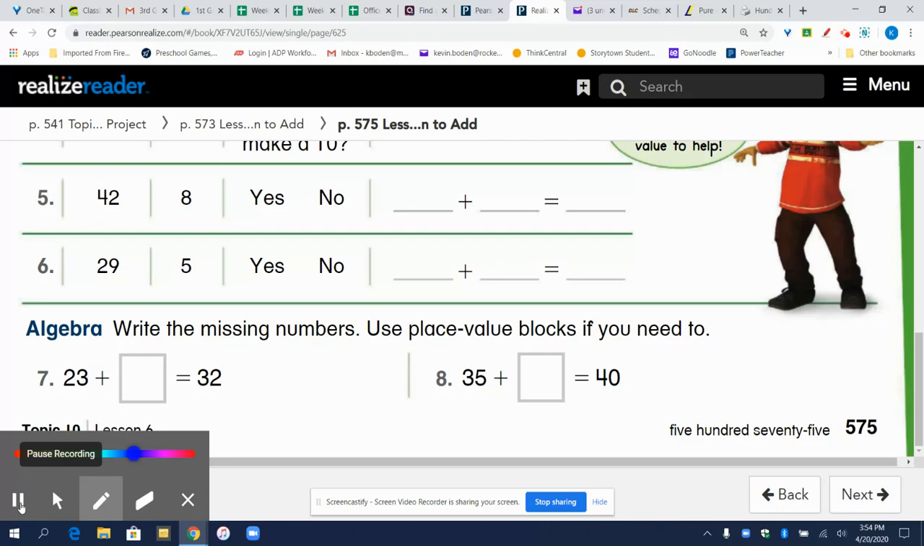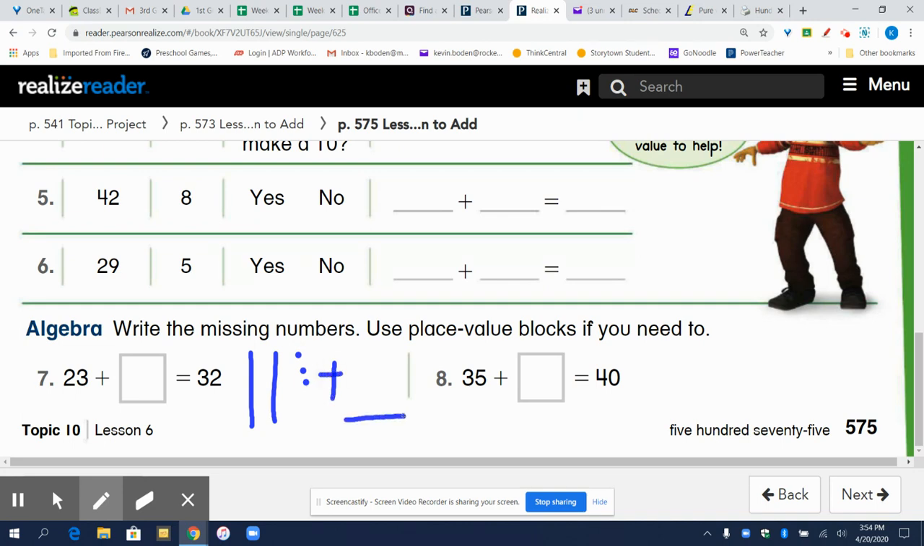And we're back. So let's get ready to rock and roll. Let's do number 7 together. You can try doing number 8 all by yourself. So for number 7, it says write the missing numbers and use place value blocks if you need to. Well, if they're going to tell me that I can use them, I'm going to use them. So it says 23, plus, I don't know how many, equals 32 in all.